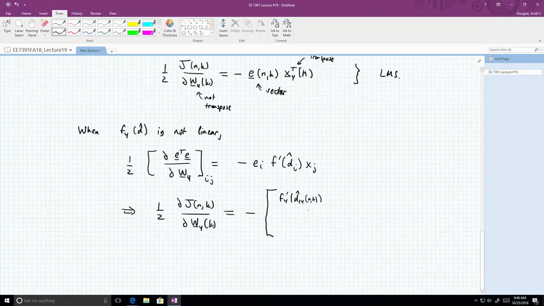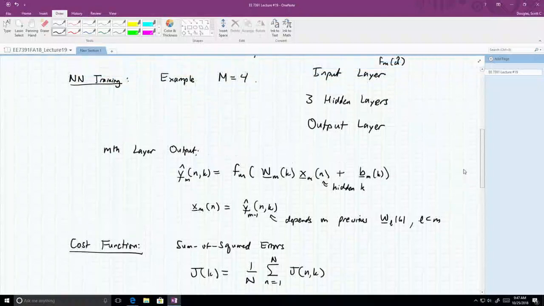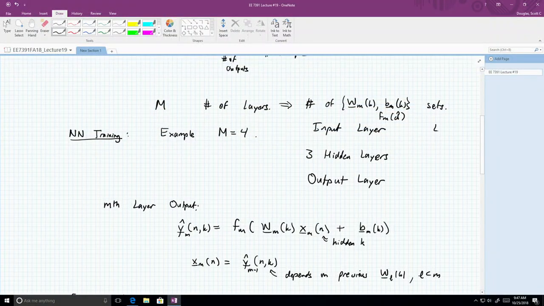All those things. f4 prime of d2 hat for n, k, all the way down to f4 prime of d, in this case it's L5. And that's the other thing to recognize: if I go back up here, the input layer has size L1.